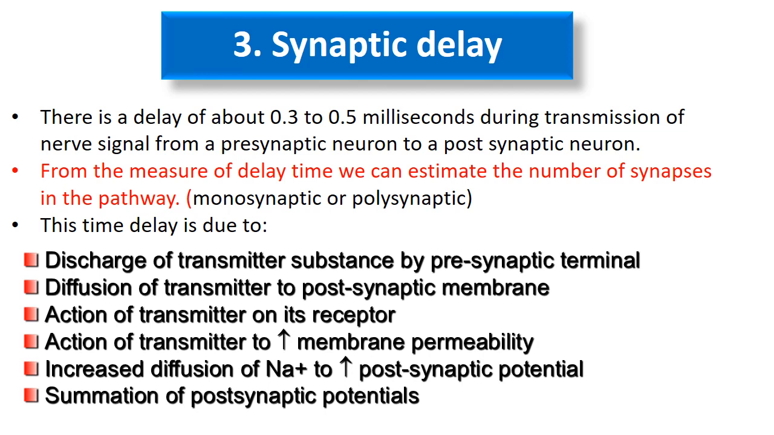Then what happens is that sodium ions will move to the inside or outside. So ionic permeability will be altered and ions will move inside and outside and cause excitation or inhibition. And finally, in the postsynaptic membrane, the summation of postsynaptic potentials will occur. So all these factors contribute to the synaptic delay, and by this synaptic delay we can estimate the number of synapses present in the pathway, and the normal delay is about 0.3 to 0.5 milliseconds.